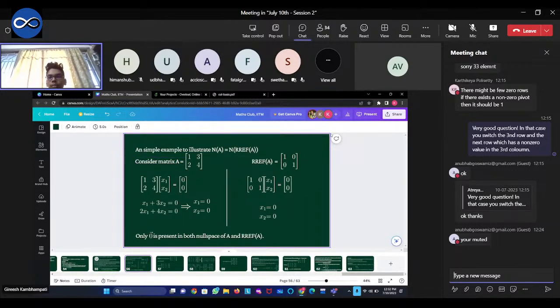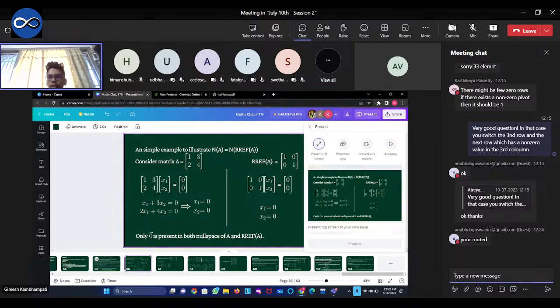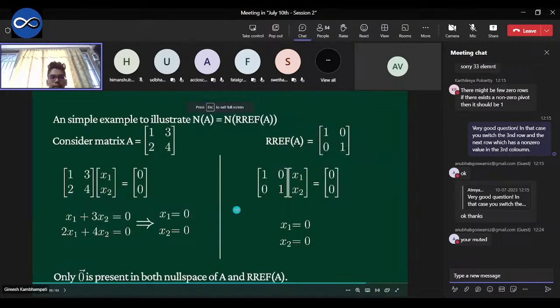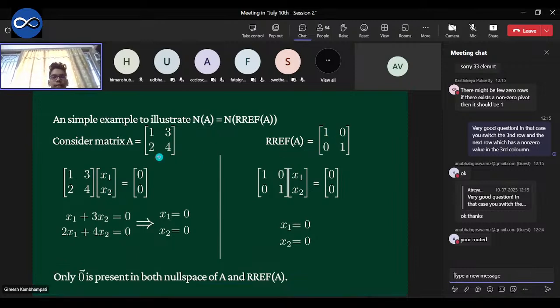Now we have a simple example to illustrate that the null space of A is equal to the null space of the row reduced echelon form of A. Consider the matrix 1, 2, 3, 4. Here the RREF of this matrix is 1, 0, 0, 1, which we can obtain simply by subtracting 2 times the first row from the second row. We will get 1, 3, 0, minus 1, and then simply adding 3 times the second row, we get the RREF. You can try finding the RREF of this matrix yourself.